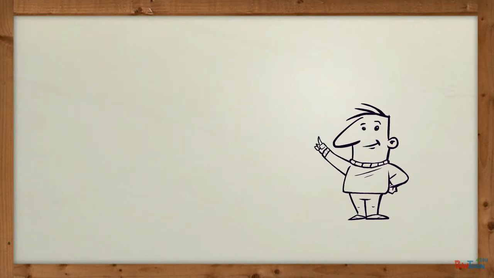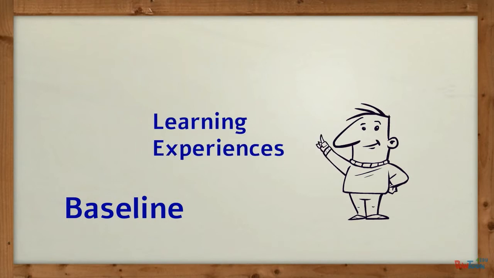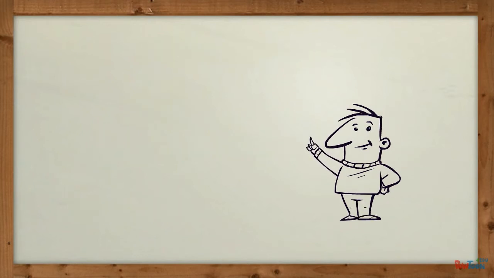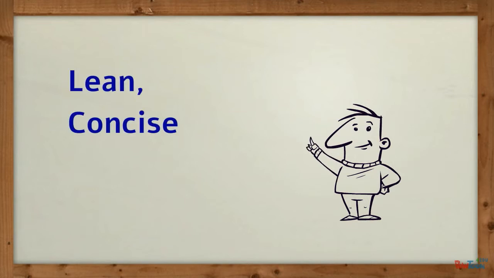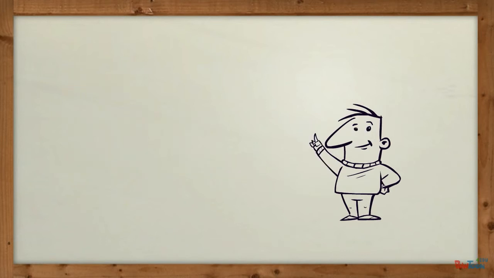Describing what principles you want your learners to understand and be able to employ before they start your course will establish a baseline where the learning will start. Then you can design the learning experiences that will help them move from the baseline to the learning outcome of your course. This will allow you to keep your course lean, concise, and within the scope of the purpose of the course in relation to the program map.